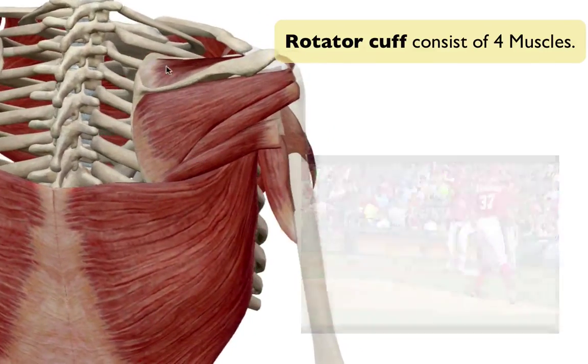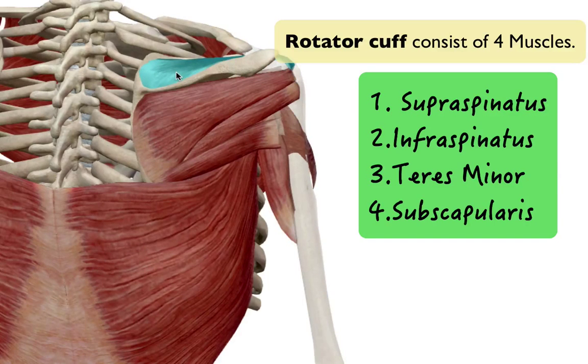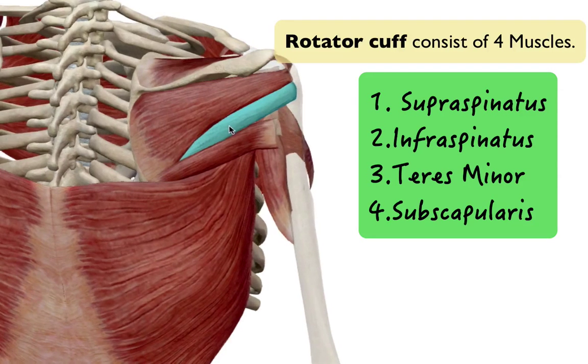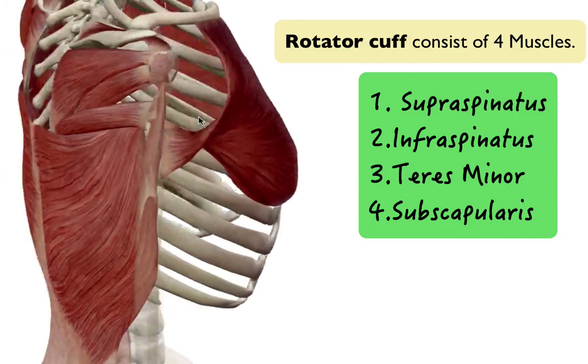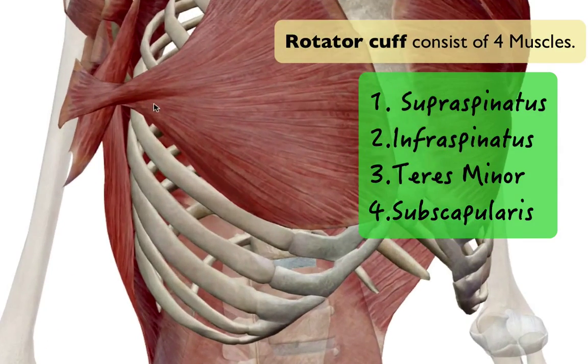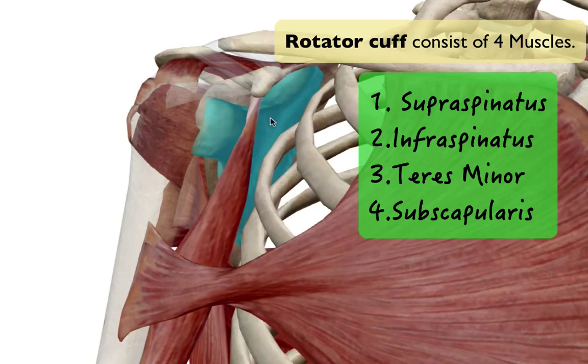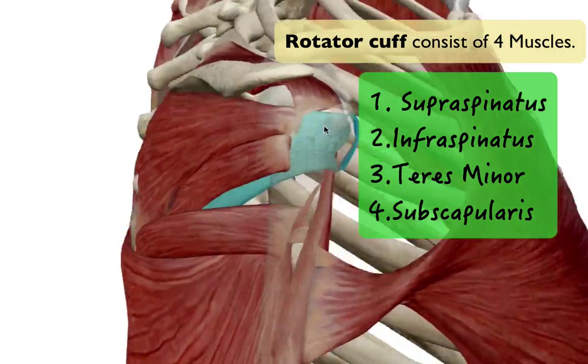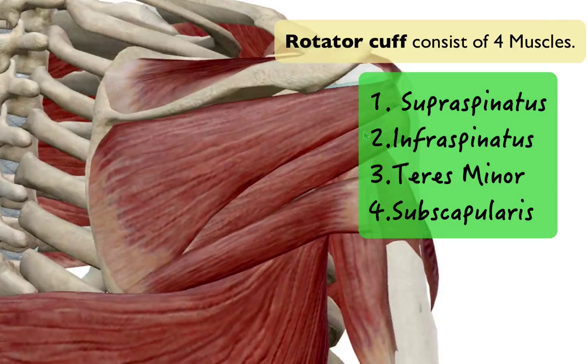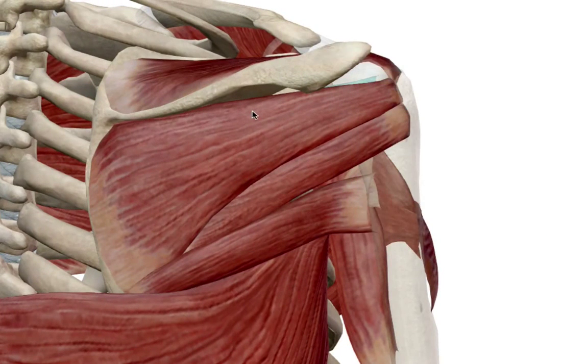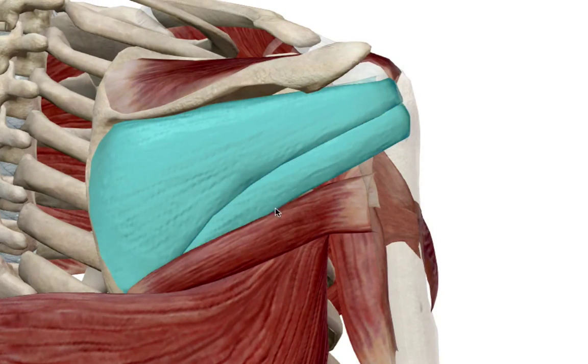Okay, so the first one would be the supraspinatus, your infraspinatus, teres minor, and then let me zoom in a little bit, your subscapularis. So as I talk about these, I want to highlight a bit where these muscles are actually attached.